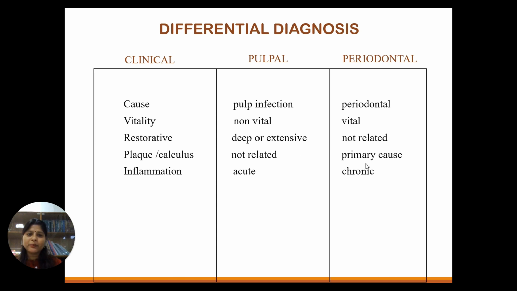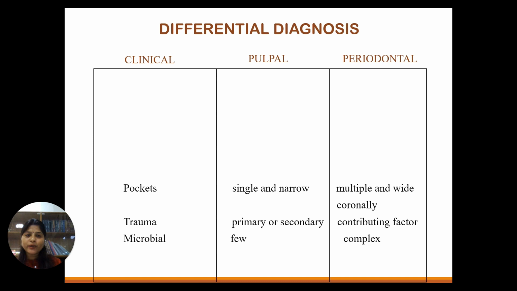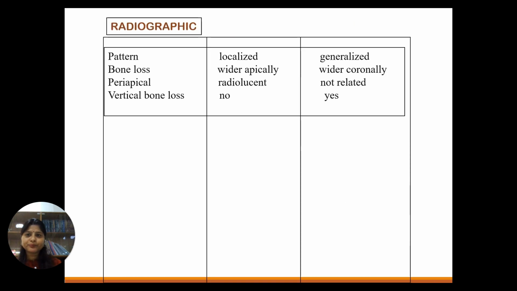Plaque and calculus are a primary consideration for periodontitis, whereas not so in pulpal disease. The inflammation is acute in pulpal disease, whereas it is chronic in periodontitis. Pockets are the main criteria in periodontal disease, which will be wide and multiple, whereas in pulpal disease it will be single or narrow. Trauma can be present in pulpal disease, whereas not so in periodontal. The microorganisms present are more complex in periodontitis than in pulpal disease.